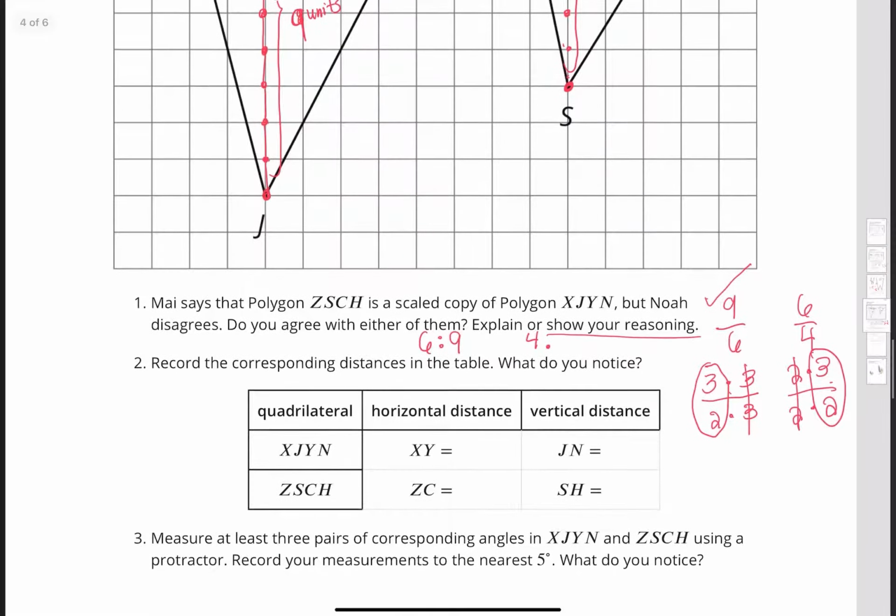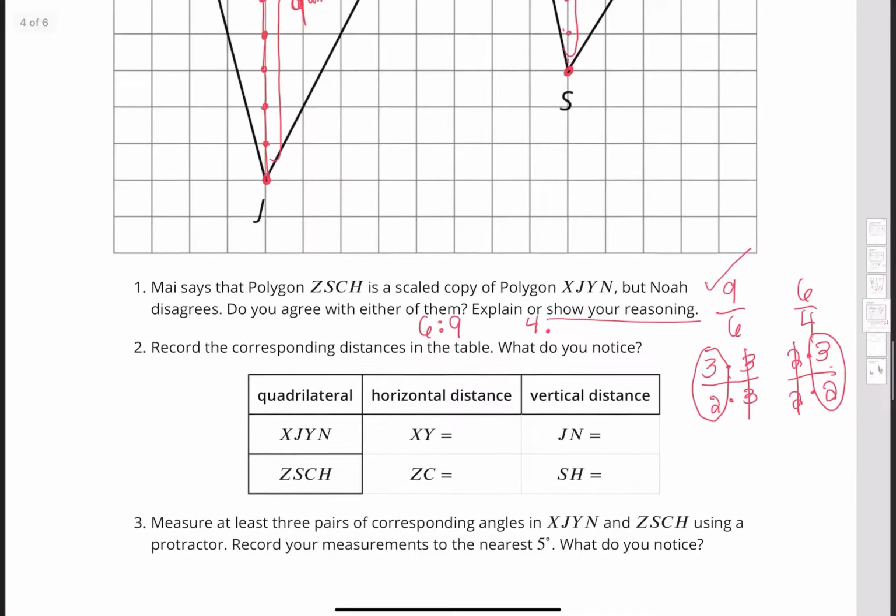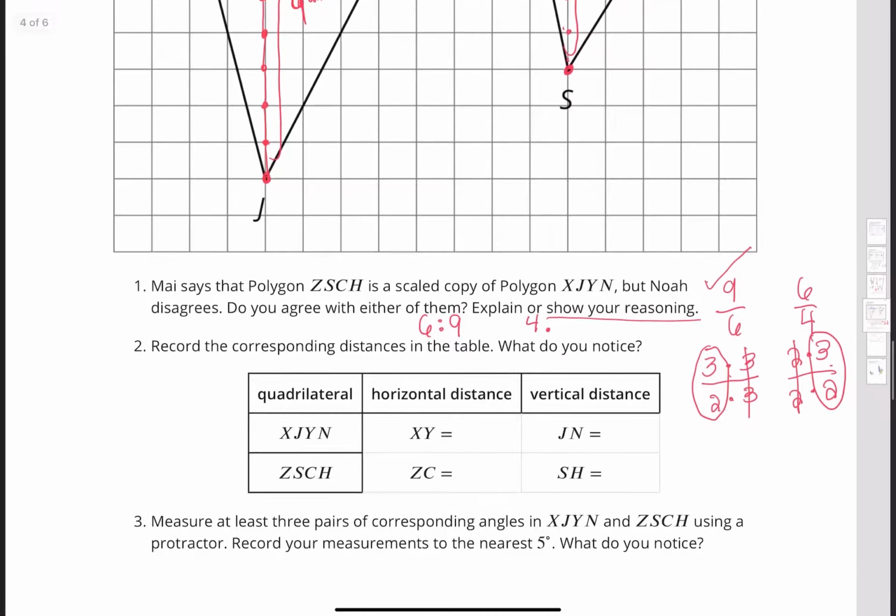So question 2 says, record the corresponding distances in the table. What do you notice? And the corresponding distances, which we've already recorded, are 6, 4, 9, 6.